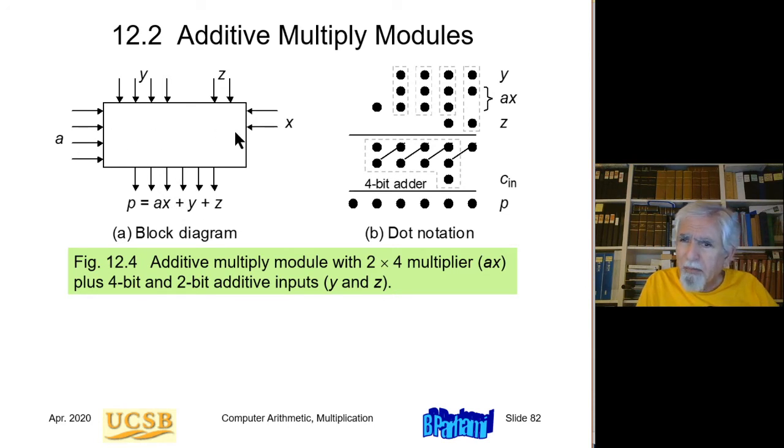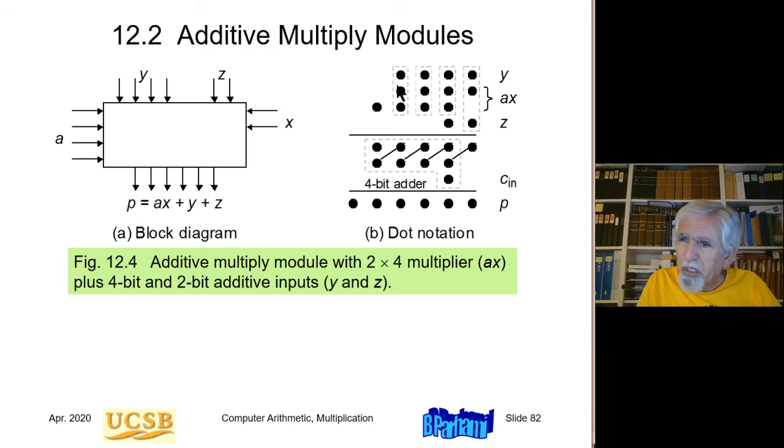A times X, the two multiplicative inputs are multiplied. And then the two additive inputs are added. So this box multiplies but also adds some terms to the results of the multiplication. Why is such a box useful? First of all, before discussing why it's useful, how would I go about implementing this?